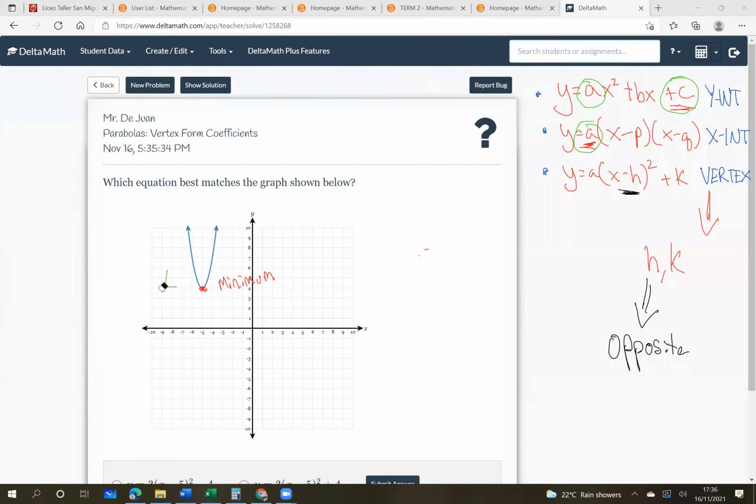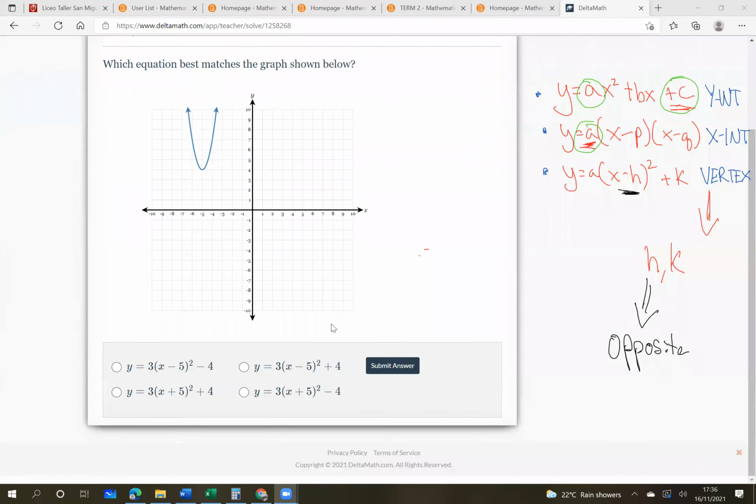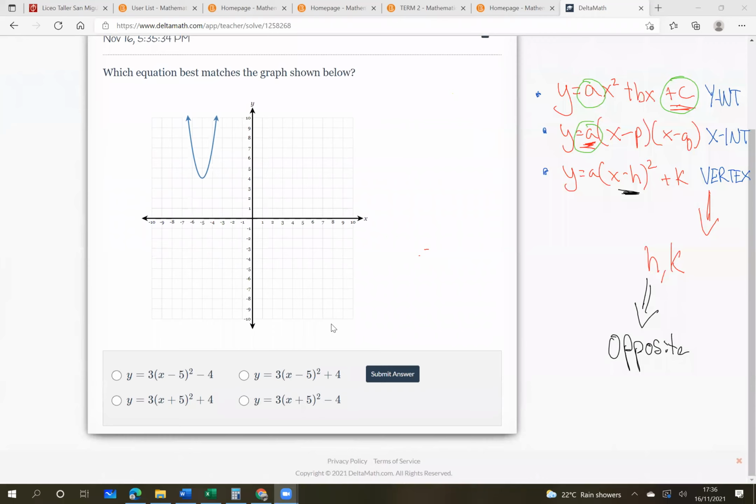All right? So let's take a look at what we have as options. Here, it appears that my vertex, and a useful way of identifying it, is right here at -5, 4. And because it's a happy face, I know that my a term has to be positive. Unfortunately, they're giving us all positive, so we can't do the 50-50, but I can determine that my h has to be opposite and my k is whatever number I see for my y coordinate of 4.